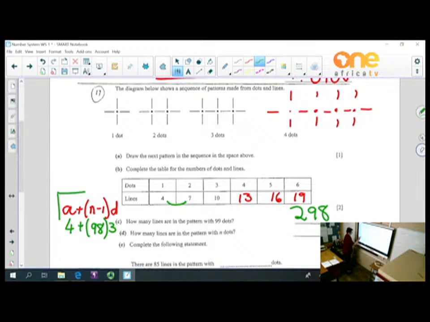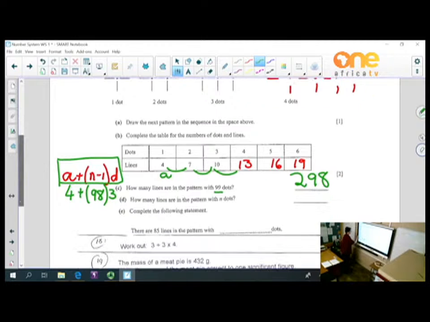Let me just take you through this again. That is the formula that we use. This is for an arithmetic sequence where you add or subtract. And this is what we call A, the first term. N is how many, so that's where I got the 99. And the common difference is the plus 3 that we have here all the time. You multiply those two and add the 4, and then we can get it.